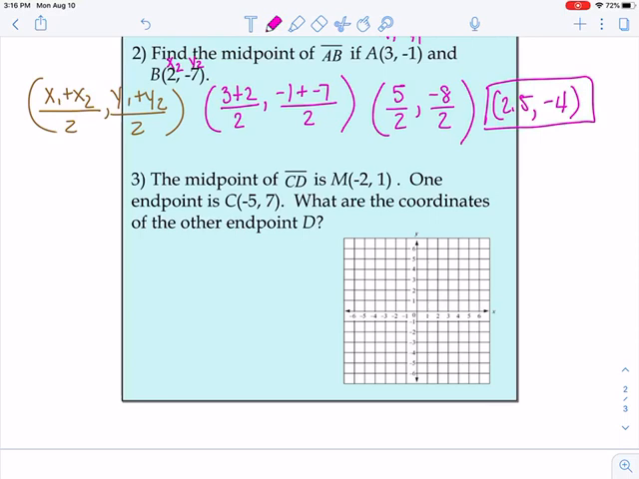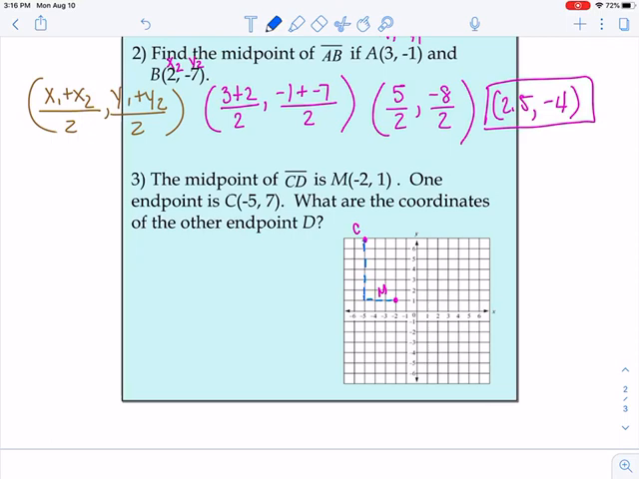So our midpoint is -2, 1. So that's there. So that's the midpoint. And my other point is going to be -5, 7, which is going to be up here, and that's C. And we want to find the coordinates of D. In order to do that, all I'm going to do is count how far I have to go down and then how far I have to go to the right to get to M. And then I'm going to repeat that same pattern and start at M and go down the same number of boxes and to the right the same number of boxes.